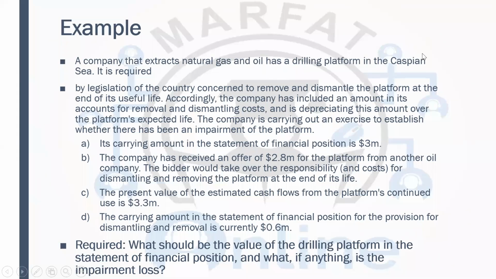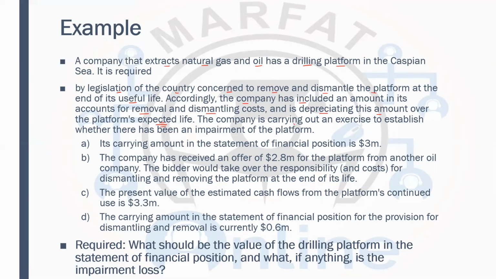All right, now we have another example. A company that extracts natural gas and oil has a drilling platform in the Caspian Sea. It is required by the legislation of the country concerned to remove and dismantle the platform at the end of its useful life. Accordingly, the company has included an amount in its accounts for removal and dismantling cost and is depreciating this amount over the platform's expected life. We know from IAS 16 that if you have a legal or constructive obligation in relation to dismantling, then you have to record that cost in the asset and the corresponding entry is recorded as a provision.